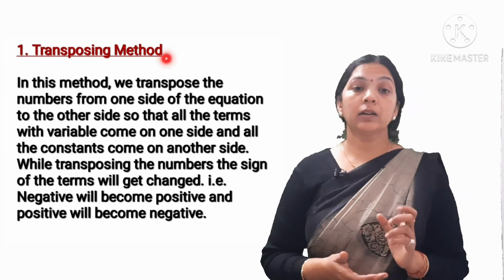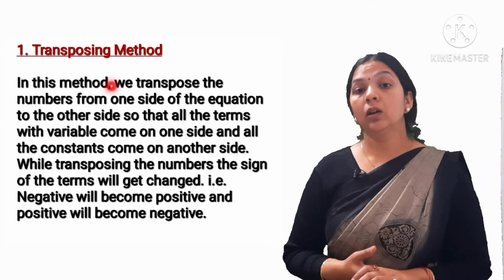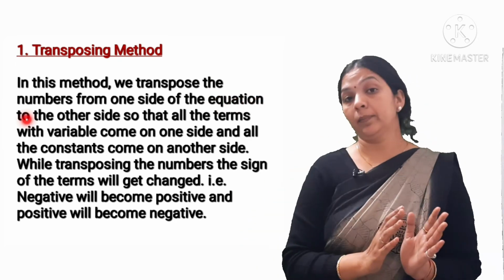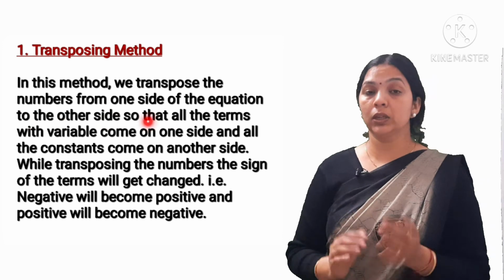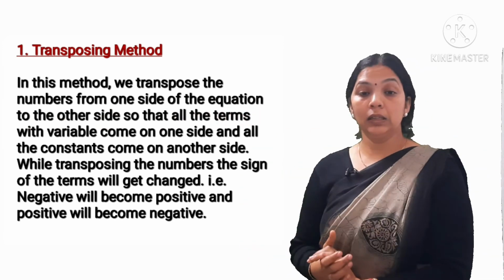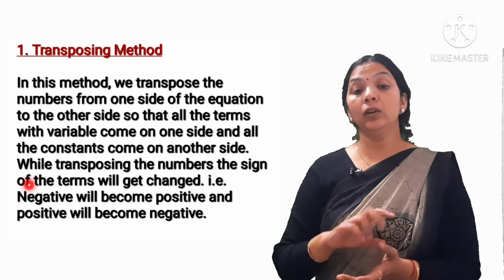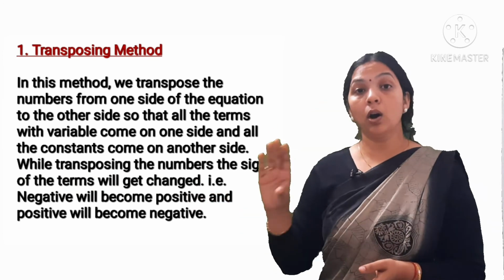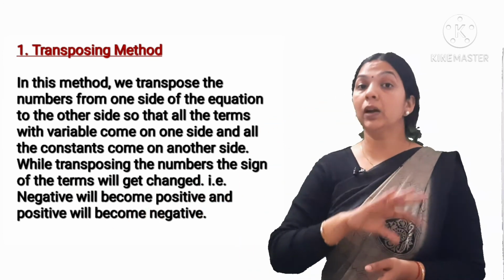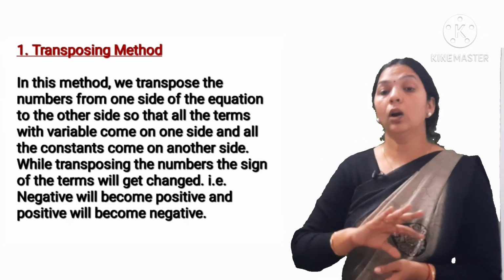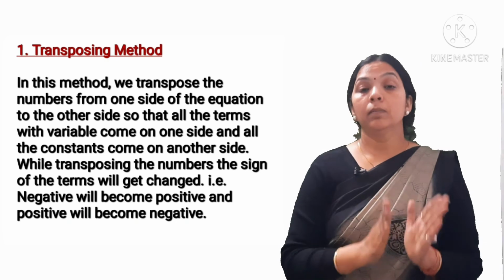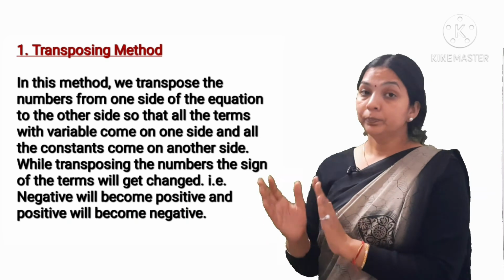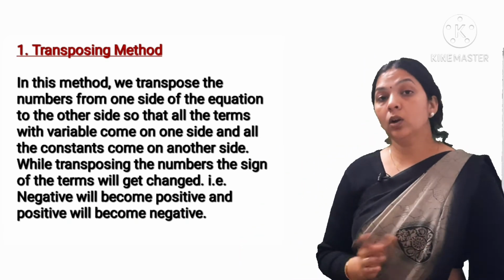The second method is transporting method. In this method, we transport the numbers from one side to the other side and variables on one side. So, it gives us a clear-cut solution that variables on one side and the constants on other side. While transporting the numbers, the sign of the terms gets changed. If we are shifting a positive term from LHS to RHS or RHS to LHS, then it becomes negative. That means the sign becomes opposite, or we have to change the sign. If some term is multiplying on LHS and it will be transported to RHS, then it would be divided. So this way the sign gets changed.